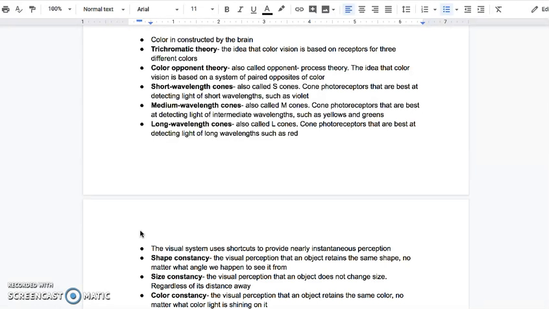The short wavelength cones are also called S-cones, and they are cone photoreceptors that are best at detecting light in short wavelengths such as violet. The medium wavelength cones are also called M-cones, and they are cone receptors that are best at detecting light in intermediate wavelengths such as yellows and greens. The long wavelength cone is also called an L-cone, and that is a cone receptor that is best at detecting light of wavelengths such as red.